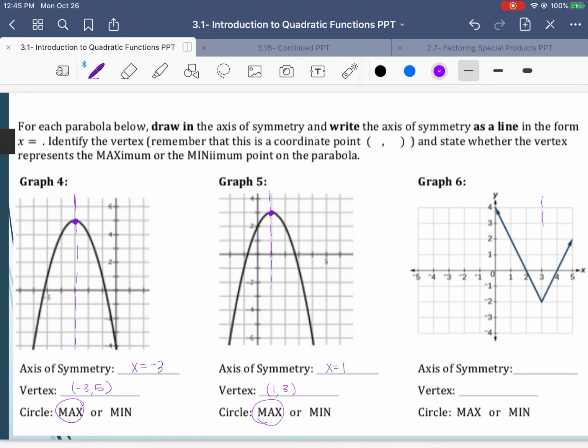Graph number 6. So this is an absolute value function, but I just wanted to show you that it does the same thing, right? Notice there's an axis of symmetry here. We just didn't talk about it yet. X is equal to 3. There's also a vertex, so that one we did talk about. So it's at (3, -2). And that is the lowest point on your absolute value function, so it represents a minimum. So this really isn't any different than what we've seen. These are just going to be U-shaped graphs.